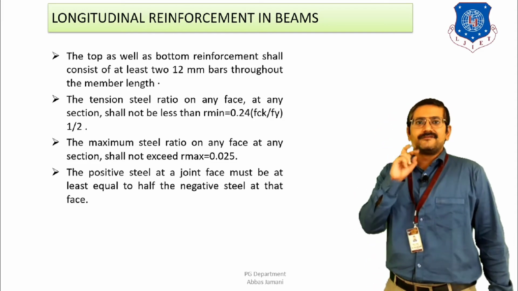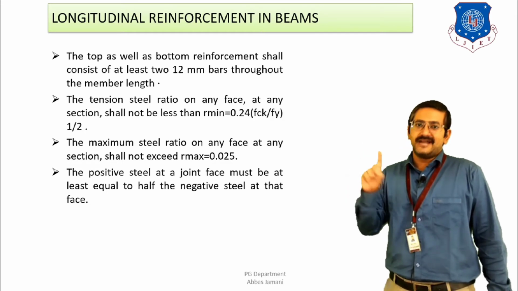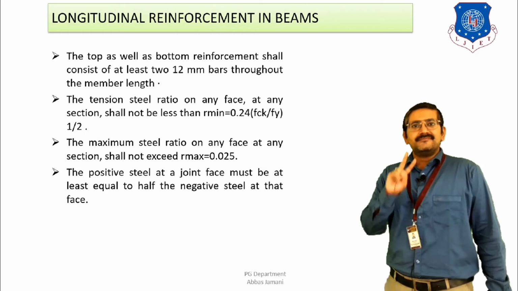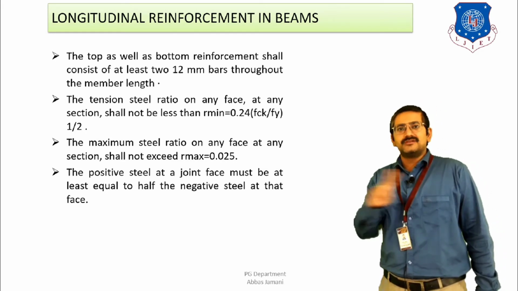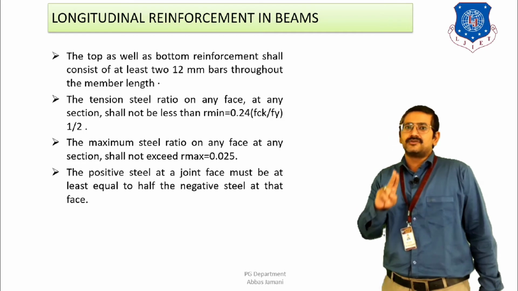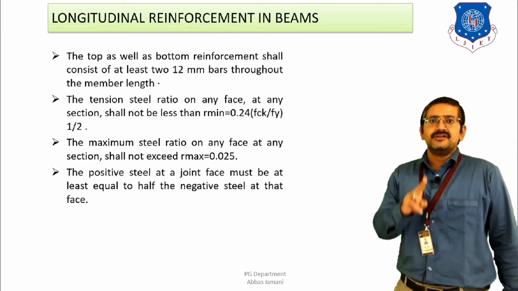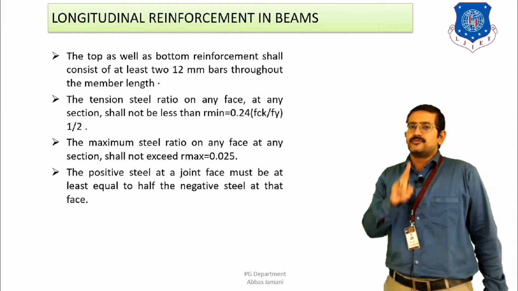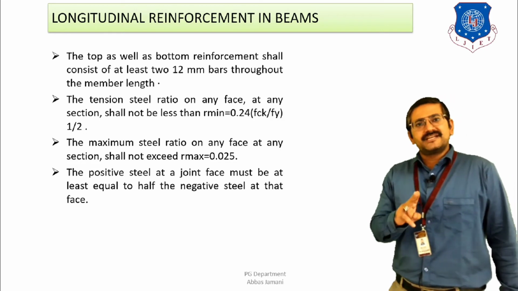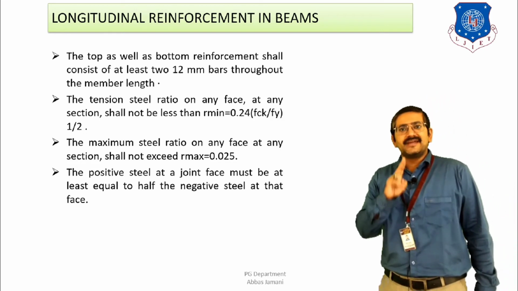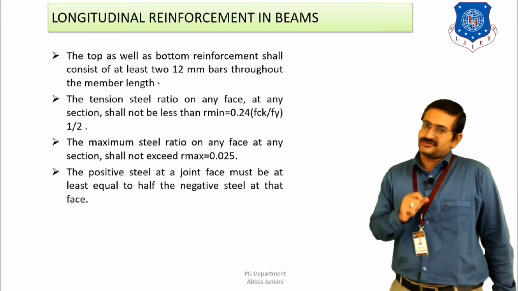Again I am repeating: first, 2 12 mm bars at the top throughout the length, and 2 12 mm bars minimum at the bottom. Second criterion, the minimum tension steel ratio at any face and at any section throughout the length of the beam should be 0.24 root of fck by fy. The maximum tensile steel ratio in a longitudinal beam should not exceed 2.5%. And lastly, the amount of positive steel provided at a joint should be at least half of the total tensile steel provided at that particular joint, right?